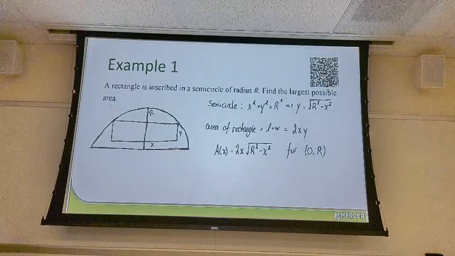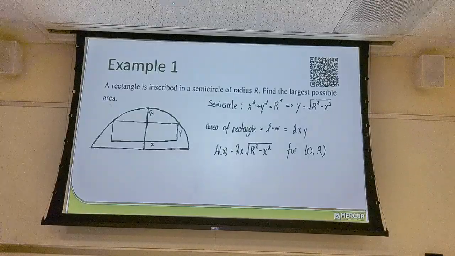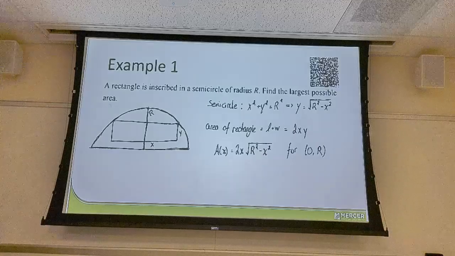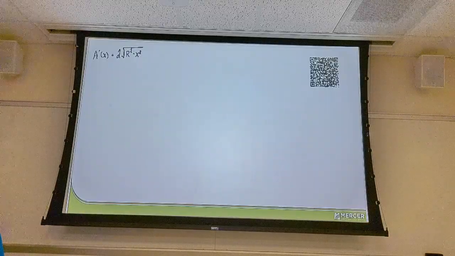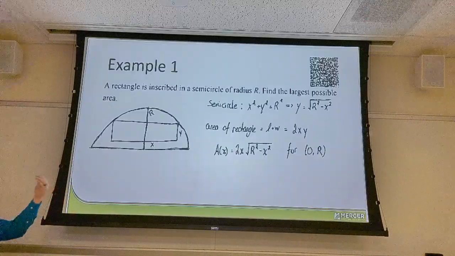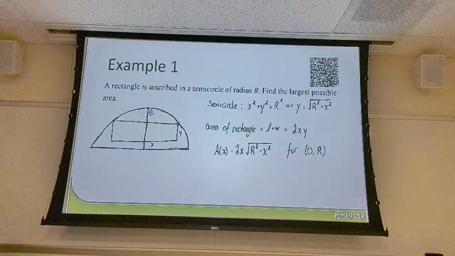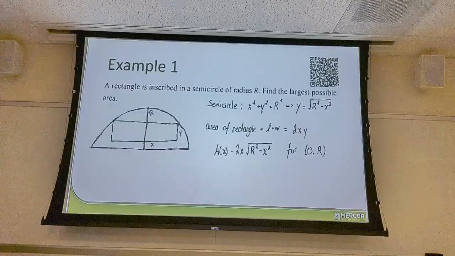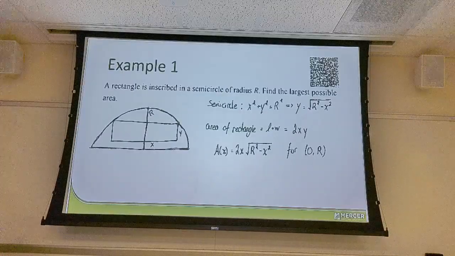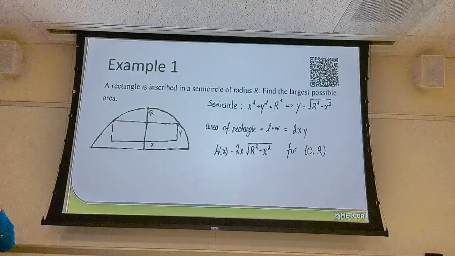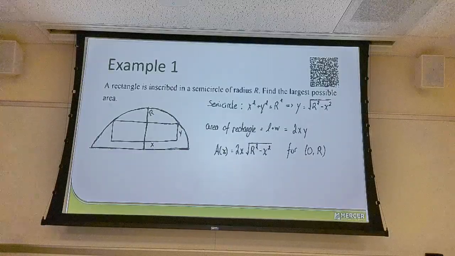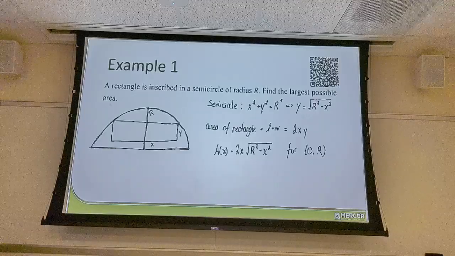What's that derivative? So what rule do you have to use? Product rule. First term will be what? Twice the square root of r squared minus x squared, plus the 2x times the derivative of that square root. Well, that square root will have a derivative of negative x over the square root, right? So it'll be a half r squared minus x squared to the minus 1/2 times negative 2x.